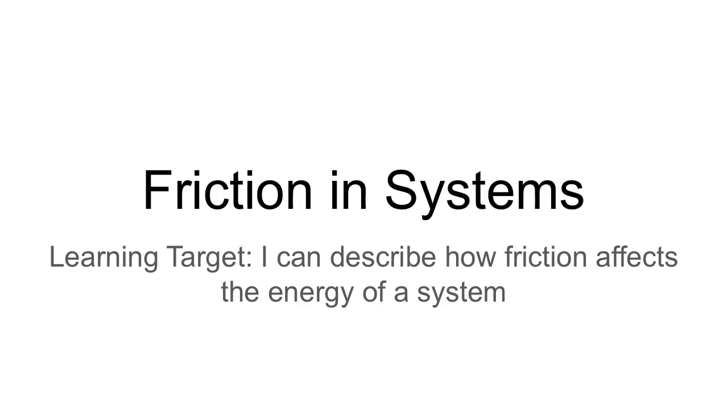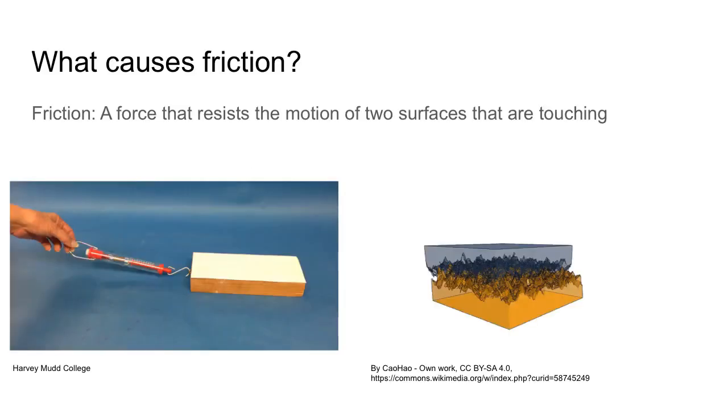This lesson is going to be about friction in systems, and the learning target is to be able to describe how friction affects the energy of a system. So friction is a force that resists the motion of two surfaces that are touching. And we know what friction is, if we thought about this force, the reason why we can't slide across a carpet as easy as we can slide across an ice rink.